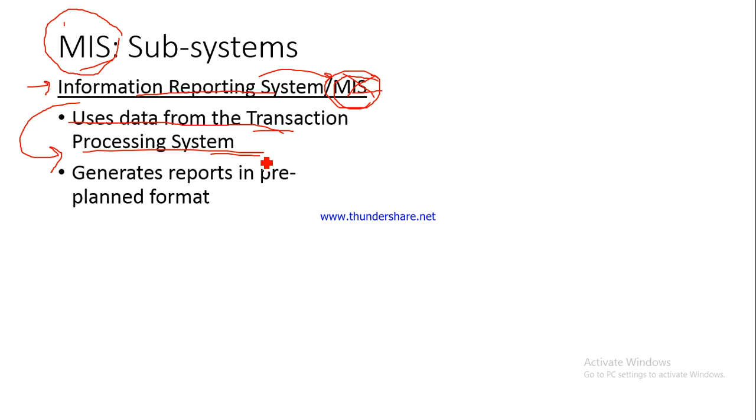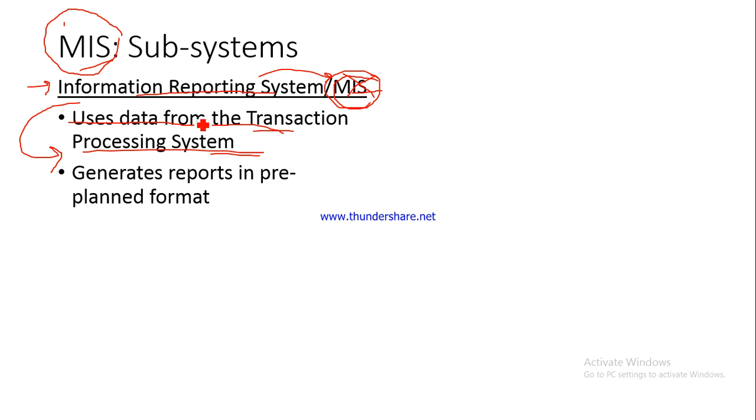What can he do? All this data has been generated, collected and stored in the transaction processing system. Now he'll make use of that particular data, and what will he do? He'll generate a report from that data. So the base will be the data collected by the transaction processing system, and this will generate some reports, and that would be called the information reporting system. Is this understood?